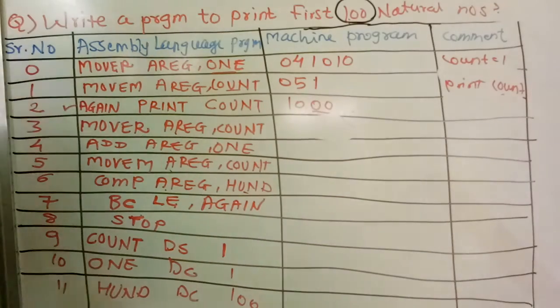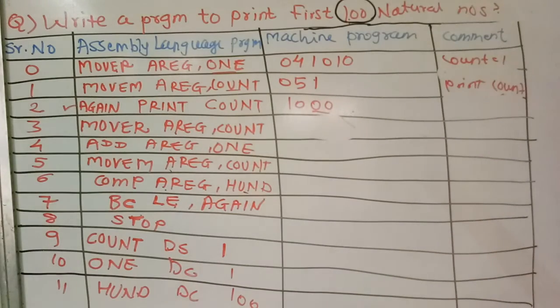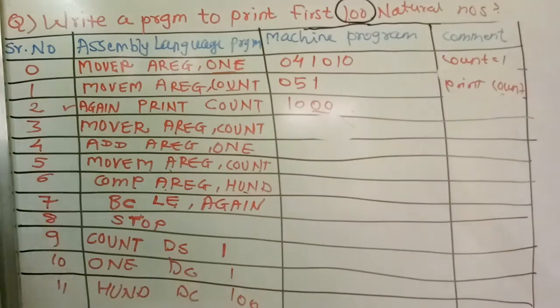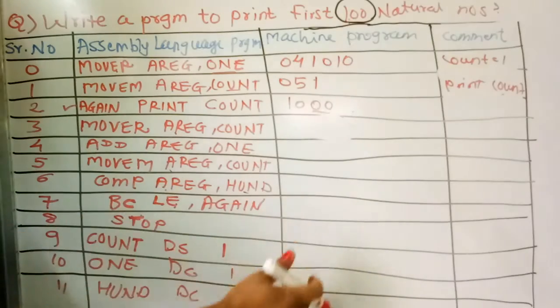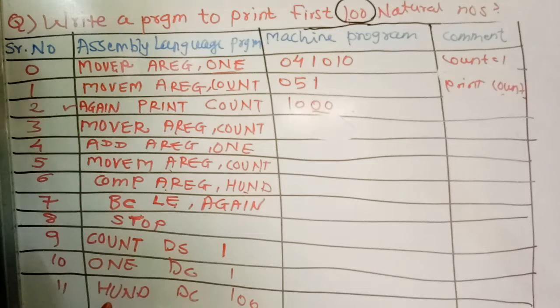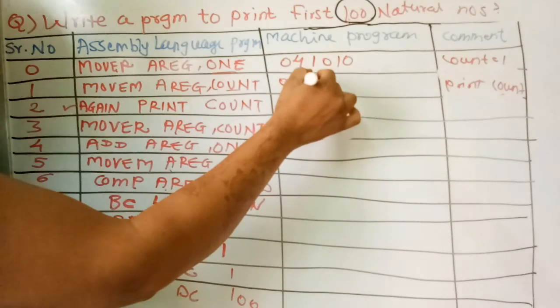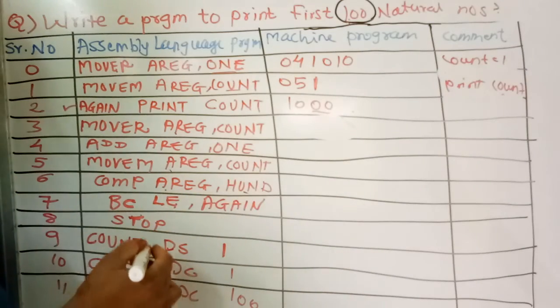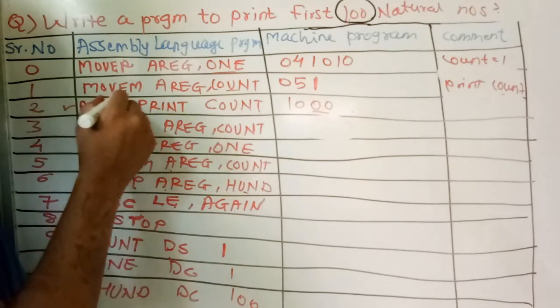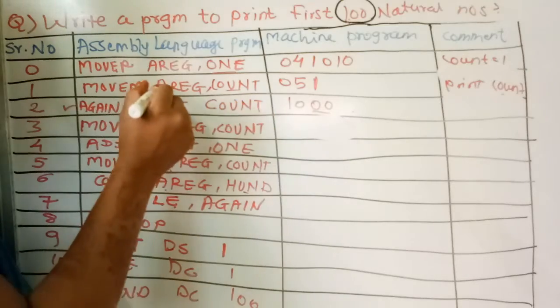So this is all about the assembly language program, but we have to complete the machine language program too. Depending on the situation, you can exclude the machine language program, but I am simultaneously showing you all the mechanisms. Now here we have left some programming, so we will complete it. Move memory, A register, count. A register has the value 1.